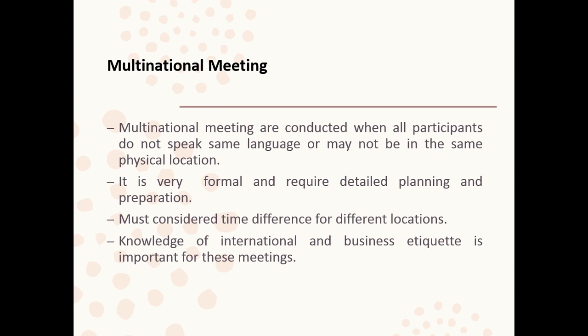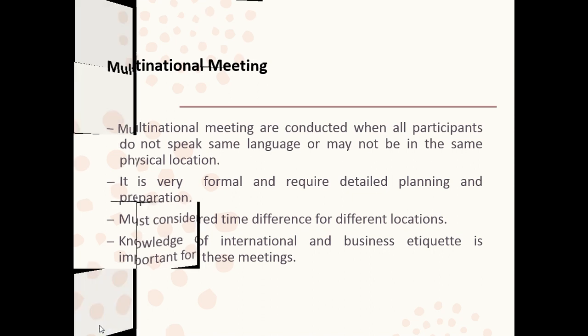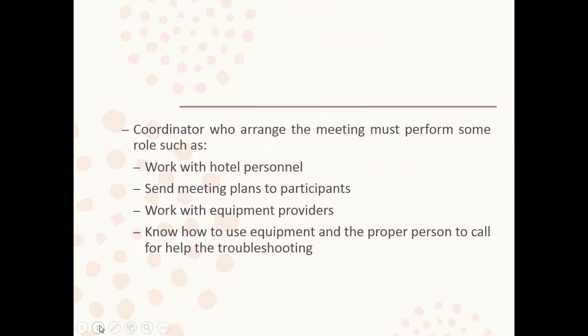Okay, so next. This is the coordinator who arranges the meeting, who must perform some roles. So this is someone who is arranging the multinational meeting and needs to do this. So these are the roles yang orang yang handle multinational meeting.